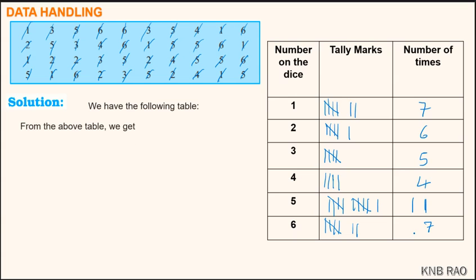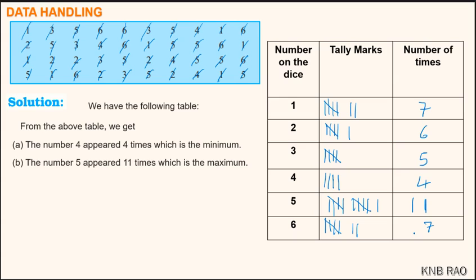From the above table, the minimum number of times a number appeared is 4, and only 4 appears that few times. Next, 5 appears 11 times, so it's the maximum number of times. Then the numbers 1 and 6 appear the same number of times, that is 7. Okay, so this is the answer to the third question.